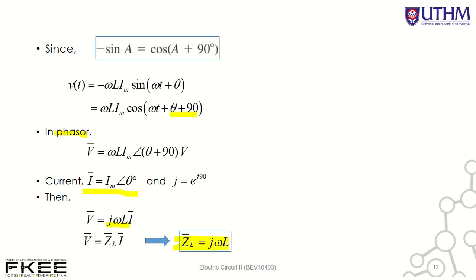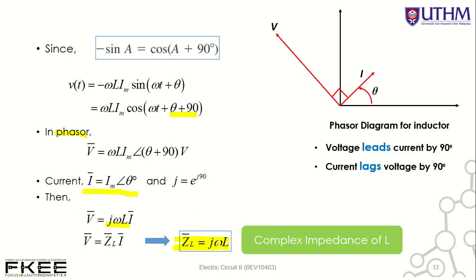This is the important equation for L circuit. So the complex impedance of the inductor ZL equal to j omega L, where omega equal to 2 pi f. This is important, you must remember how to determine the impedance of L, equal to j omega L.